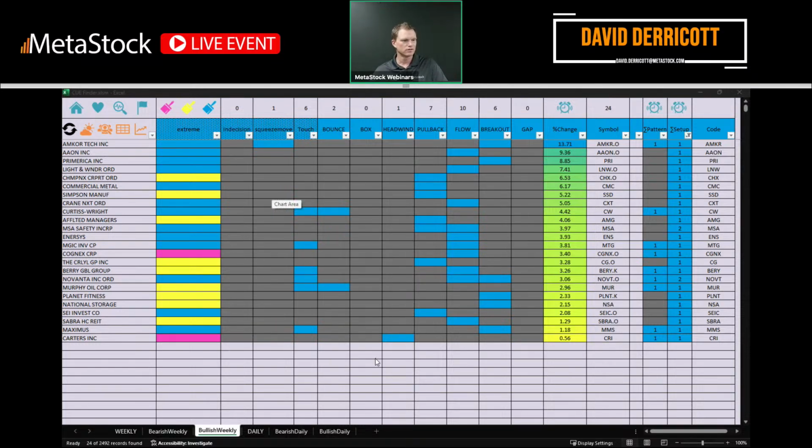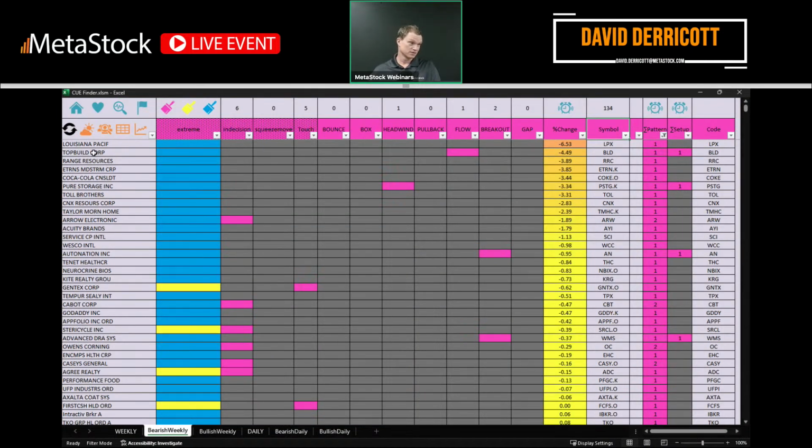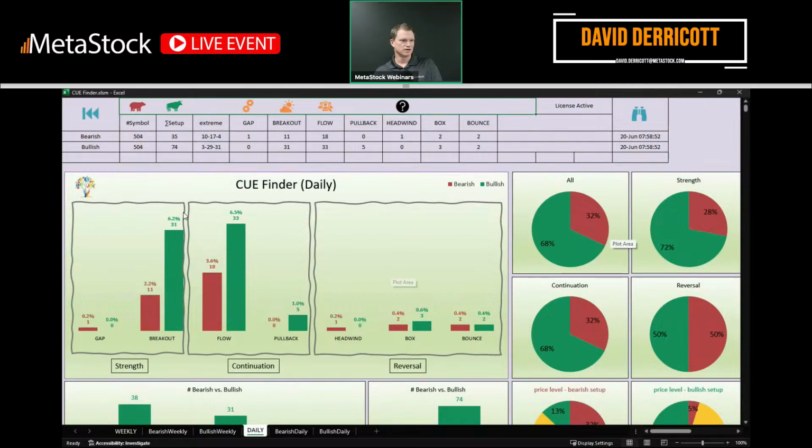Now, I do want to make one little note here: this is only for real time. So for those of you that are current customers and are using our data in real time, Sagar has made these additions that he calls Q Finder, Dives, and Season. And all that does is identify the sectors and shows you which ones are up or down, which stocks within that sector have buy signal opportunities using the finder, bullish and bearish weekly, and also on the daily side, bullish versus bearish. And he puts all these in the setup: extreme gap, breakout flow, pullback, and headwind box bounce. That's all in the exploration.